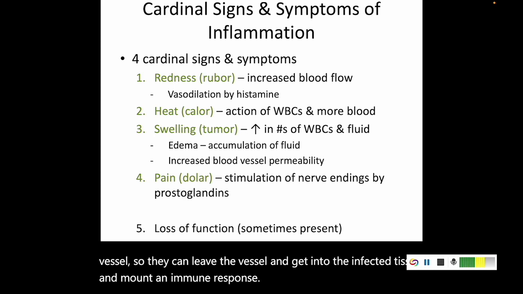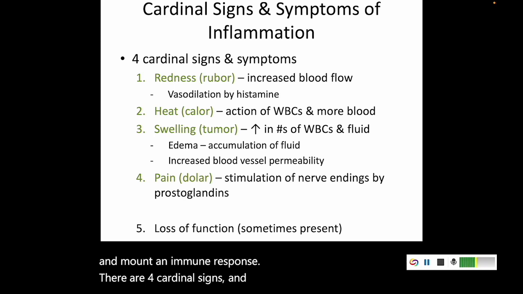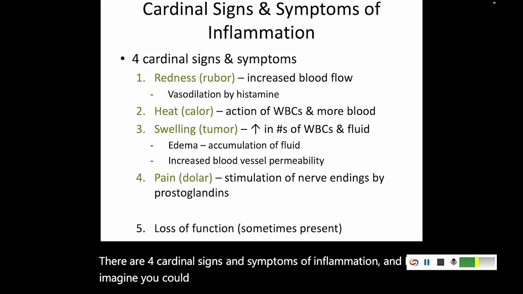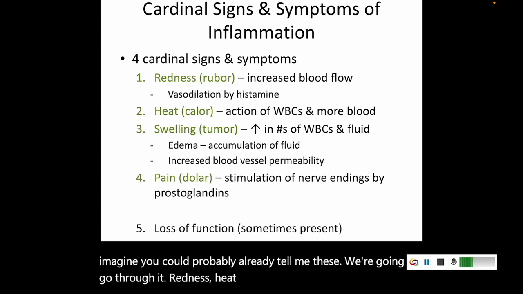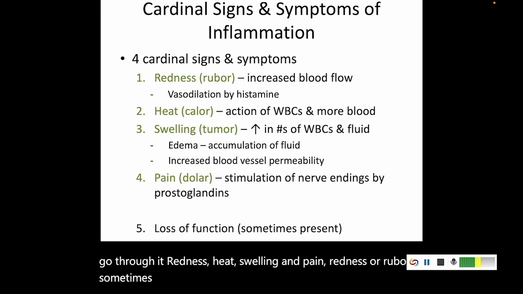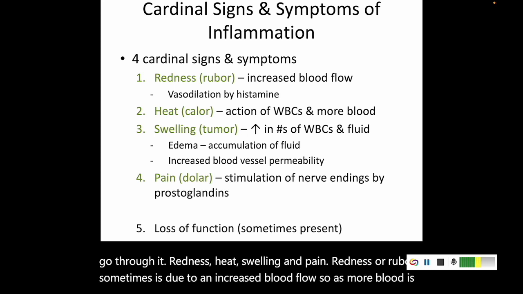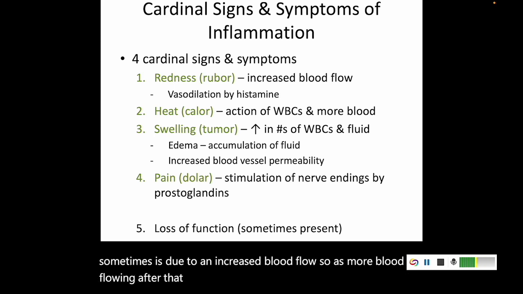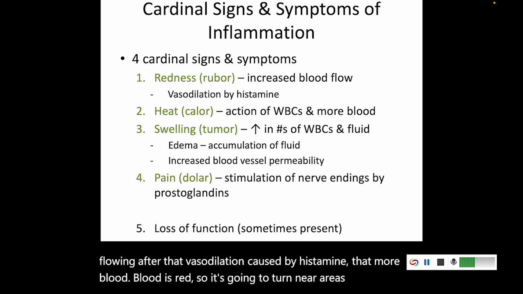There are 4 cardinal signs and symptoms of inflammation, and I imagine you could probably already tell me these, but we're going to go through it. Redness, heat, swelling, and pain. Redness, or rubor sometimes, is due to an increased blood flow. So as more blood is flowing after that vasodilation caused by histamine, that more blood is red, so it's going to turn your area slightly red.